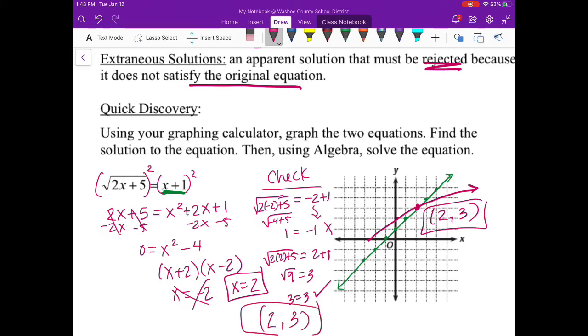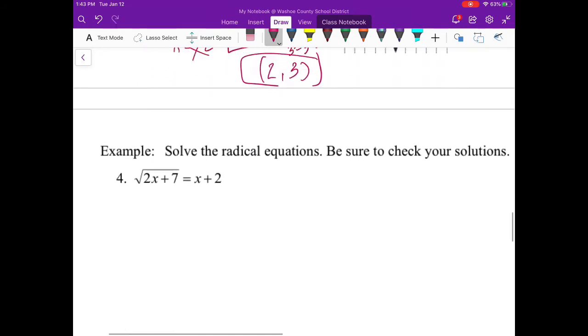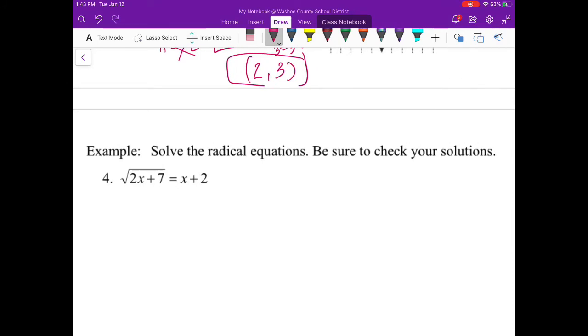So now we're gonna take it one step forward and find the point of intersection, not just the x value, okay? So we need the x and we need the y. So let's go on to some of these examples. Solve the radical equations, be sure to check your answers. Again, we're looking for both the x and the y value.